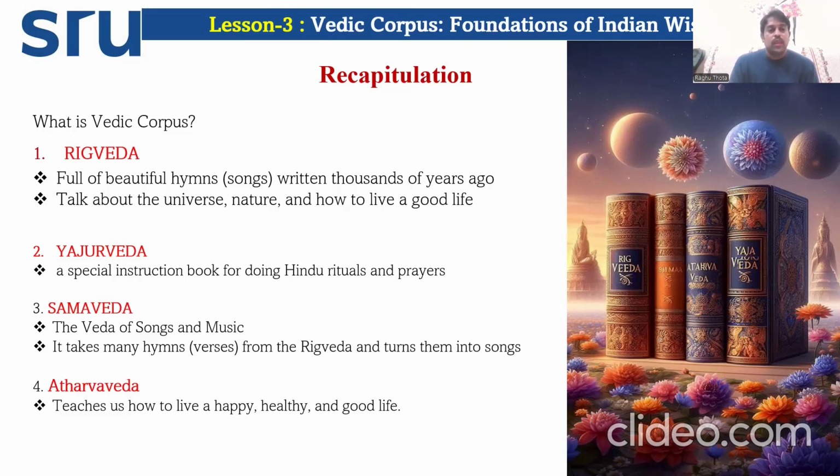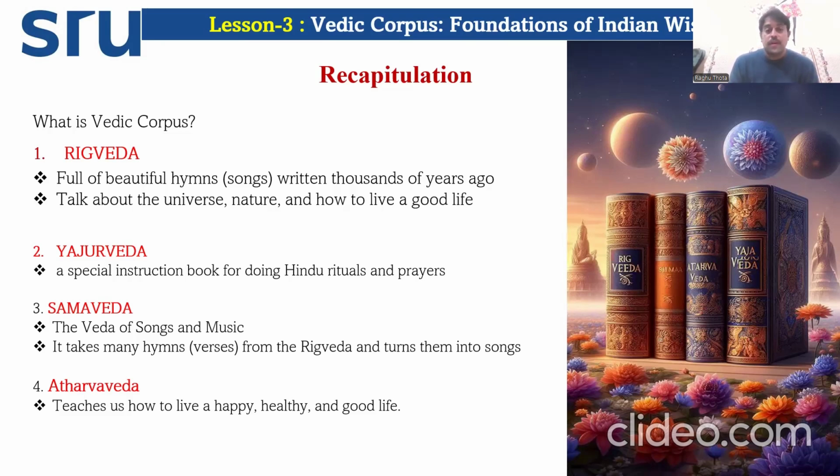What is Rig Veda? Rig Veda is the book of hymns or songs which were written thousands of years ago. It is a book of lyrical songs and it talks about the universe, nature, and how to lead a good life in ancient times. Yajurveda is a special instruction book for doing Hindu rituals and prayers. It is a book of rituals and pujas: how to perform the puja step by step, how to perform prayers to God. Everything was explained in a very detailed, step-by-step process, and that Veda is named Yajurveda.